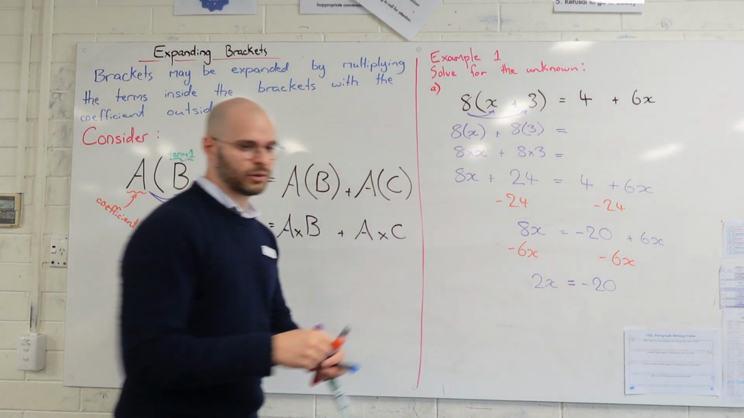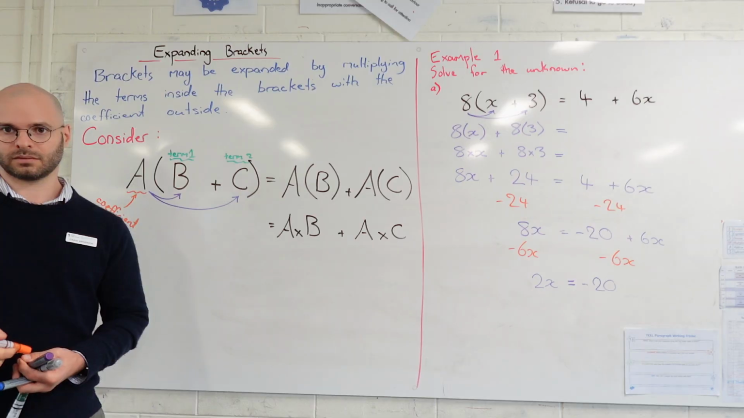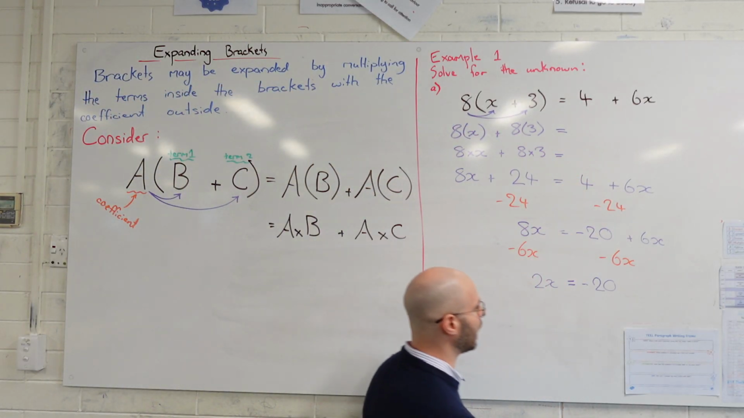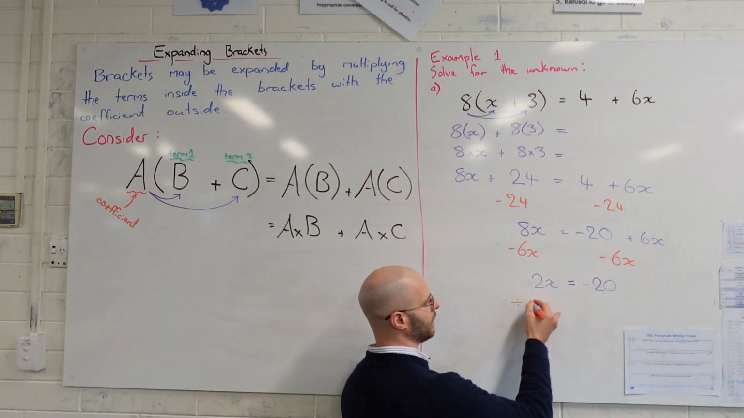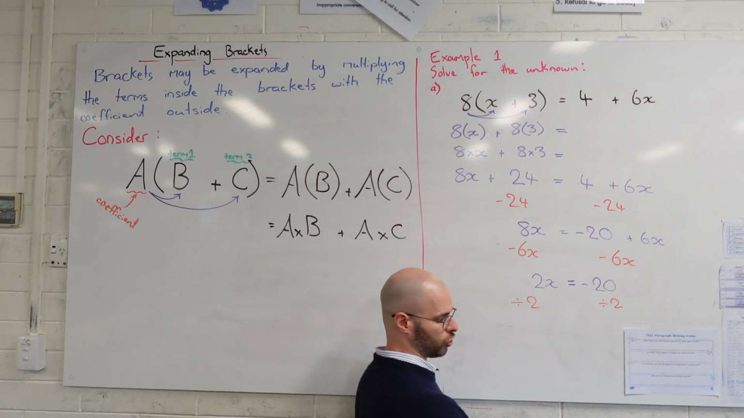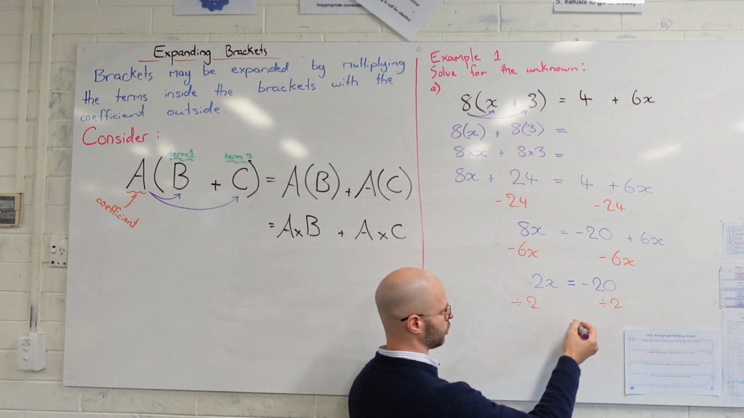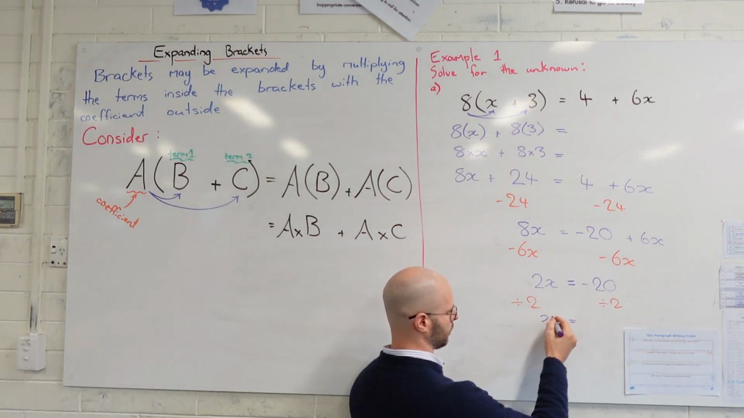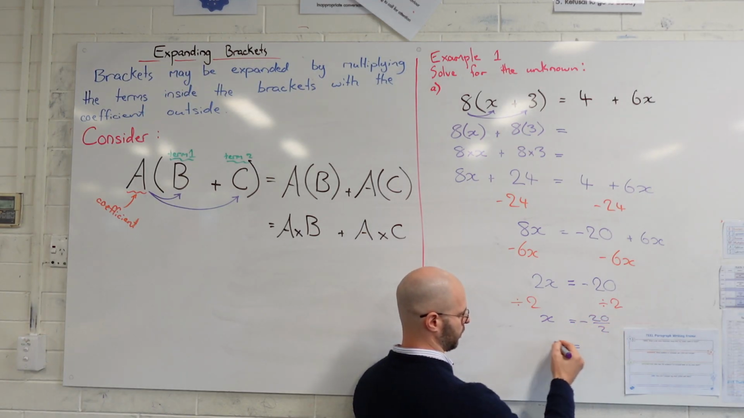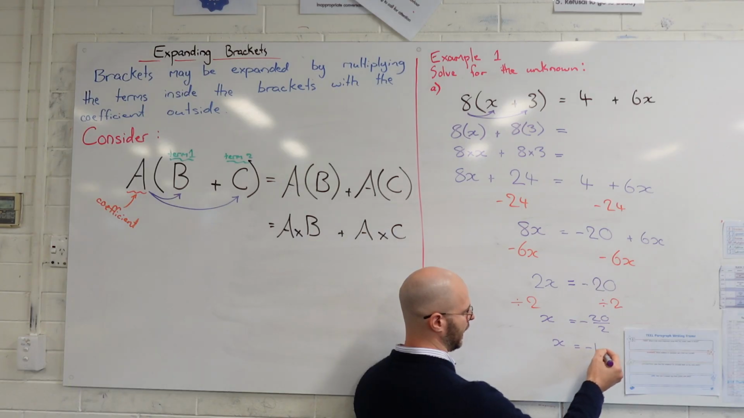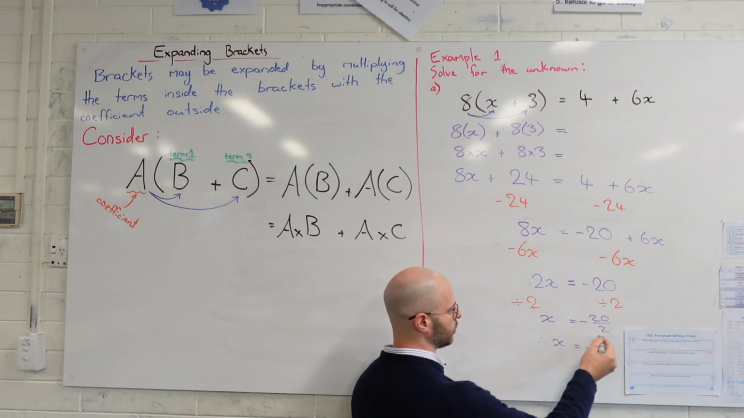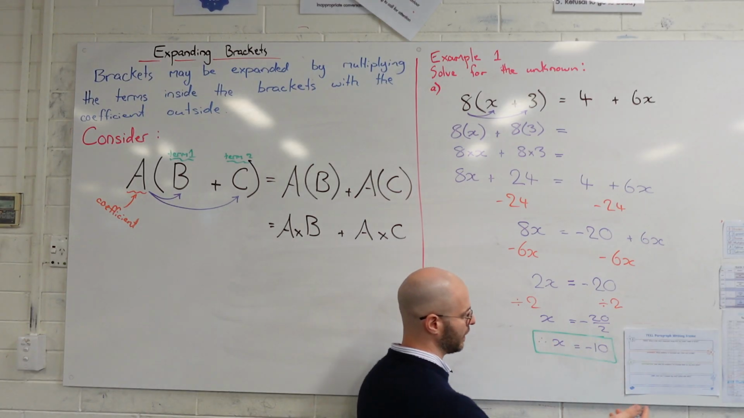And then, how do we get rid of a coefficient? Delete it. We delete it by dividing by the coefficient. Okay, that's all. Hence, in this example here, x is equal to minus 10 or negative 10.